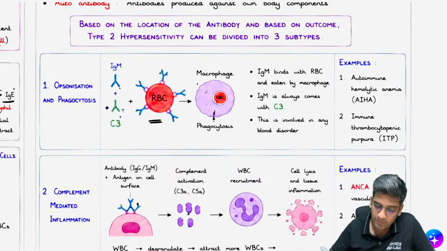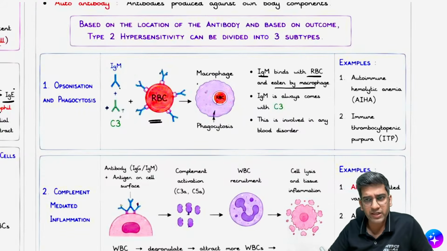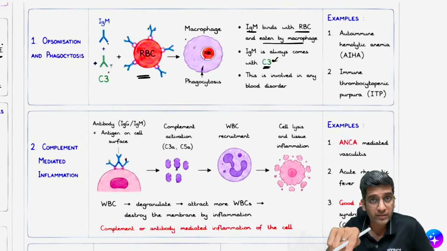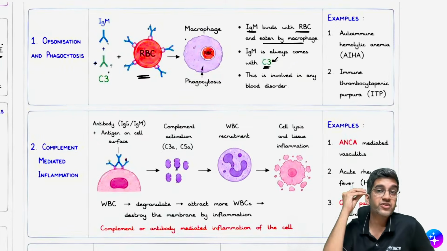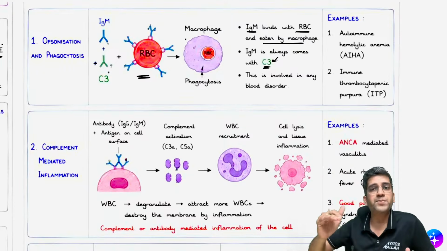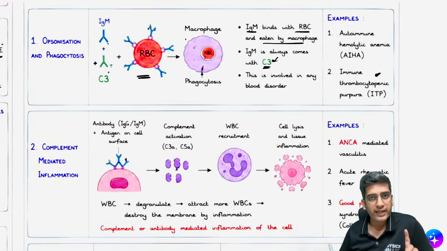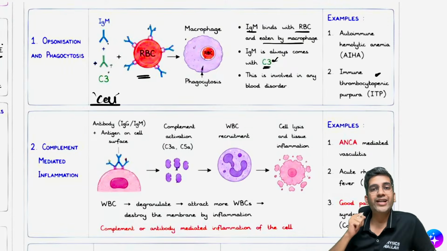If it's on a cell, what happens? IgM binds to the RBC, eaten by the macrophages, right? It can be IgM or it can be IgG. If it's IgM, it will always combine with complement. IgM cannot act alone, it will always combine with the complement, right? Every autoimmune hemolytic anemia has type 2 opsonization and phagocytosis. Like Kalpana said, erythroblastosis fetalis, which you must have read in your first year itself, right? The Rh incompatibility is a type 2 hypersensitivity, opsonization and phagocytosis. ITP, type 2 hypersensitivity, opsonization and phagocytosis. The only thing is, here the location is on a cell where my body can go and eat the cell.